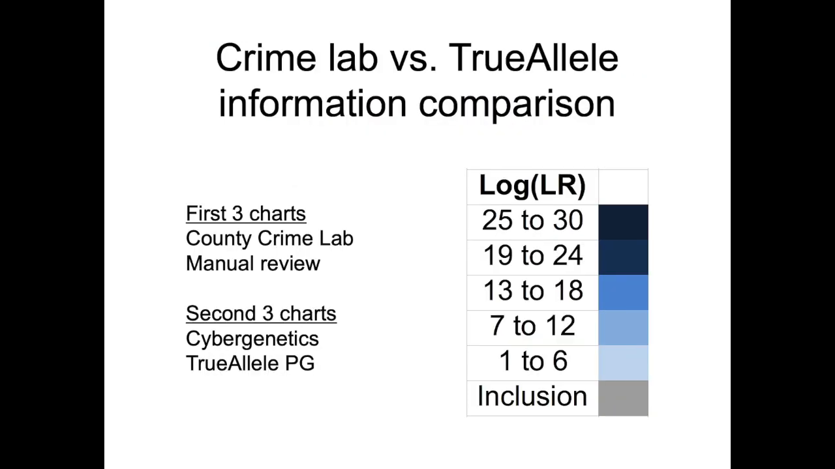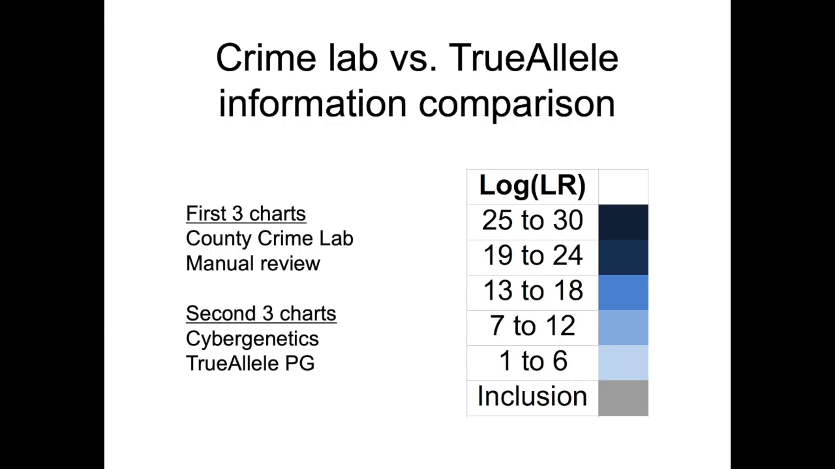The next few slides compare how much identification information the crime lab obtained using its manual review DNA mixture methods relative to TrueAllele's automated computer interpretation. The first 3 charts we'll see are from the county crime lab and show the amount of match information, and the second 3 charts show the same comparisons but now with TrueAllele's probabilistic genotyping results.